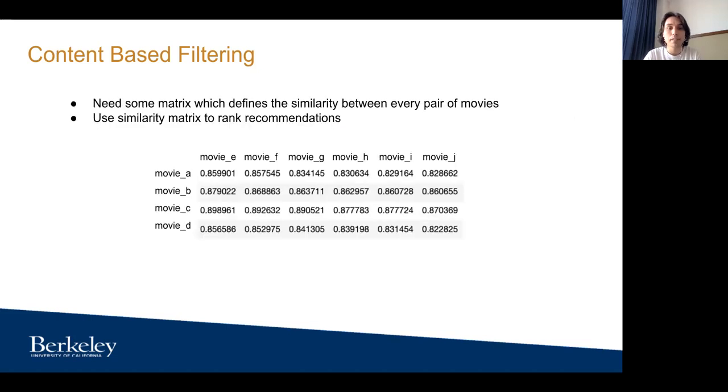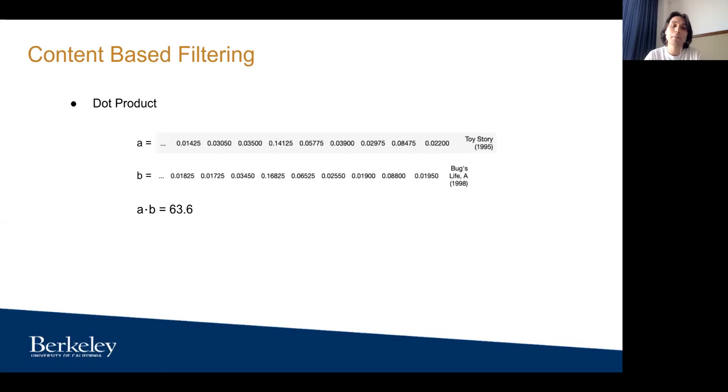For content-based filtering, though, we'll want an item-to-item matrix so that we can have a ranking of all the films for every specific film. We'll need some matrix which defines the similarity between every pair of films, and we can use the similarity matrix to rank recommendations for any film that we query. That will be a pretty dense matrix, but it will be really fast to get recommendations. So how can we fill out this matrix?